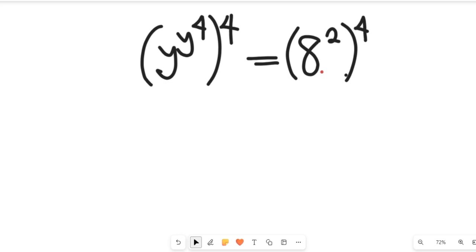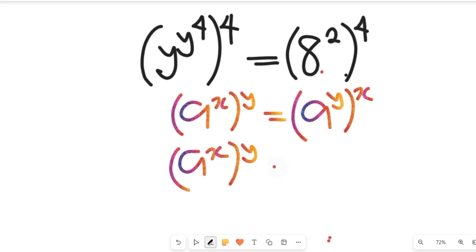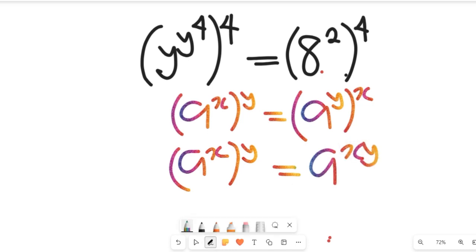Good. Now, having arrived at this, I want you to recall a law of indices. If we have a to the power of x multiplied by y, this can be equal to a to the power of y multiplied by x. And also, if we have a to the power of x multiplied by y, this can also be equal to a to the power of xy. We're going to apply these two laws of indices in simplifying this expression.